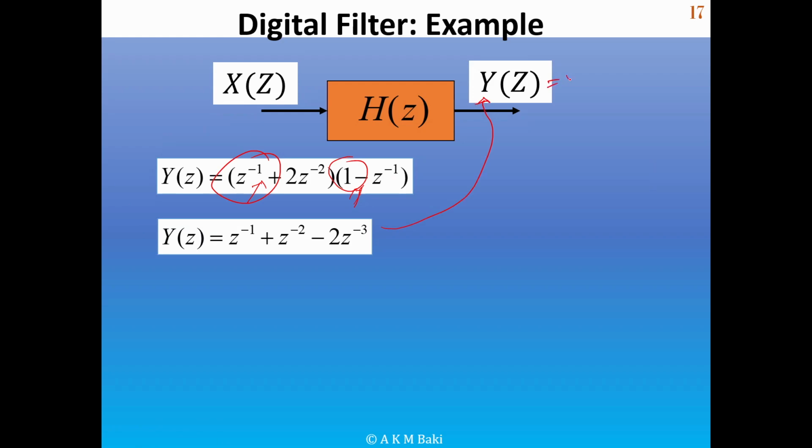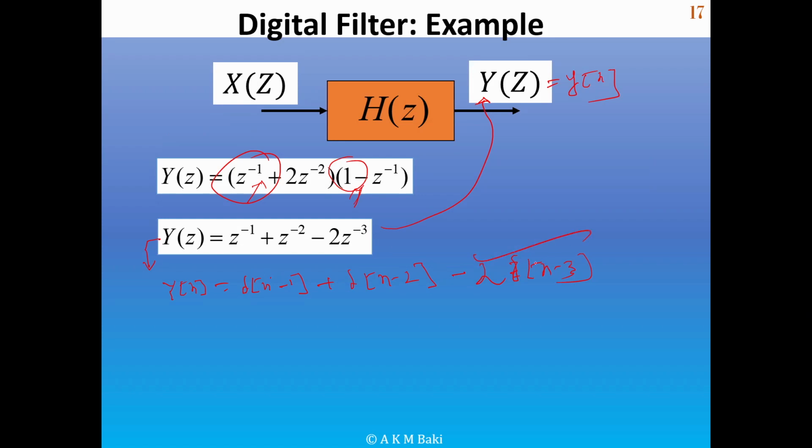Now how about y of n? Yes, say it. Delta n minus 1, plus delta n minus 2, minus 2 delta n minus 3. So it is done.